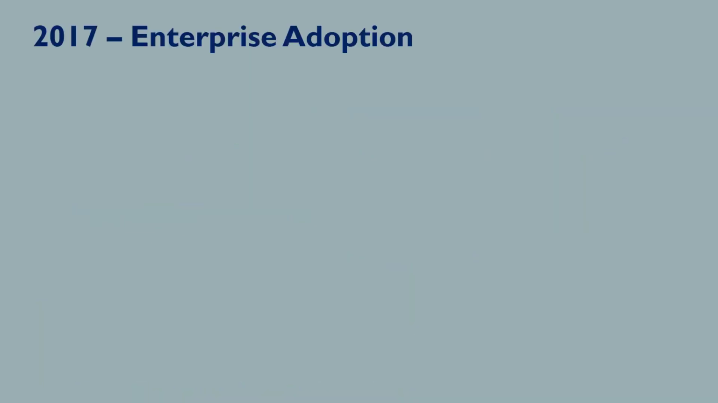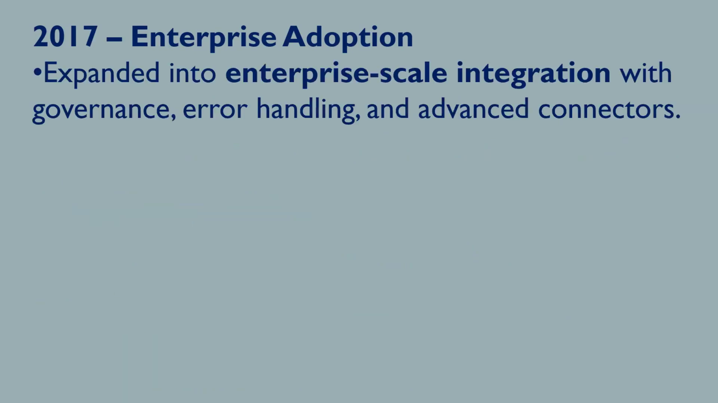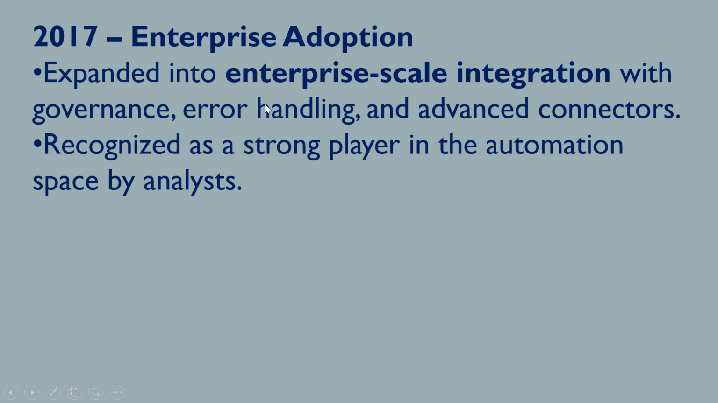And 2017 enterprise adoption expanded into enterprise scale integration with governance, error handling, and advanced connectors. So many things added in the 2 years. Next 2 years, they added these things in this tool. Recognized as a strong player in the automation space by analysts. Okay. Earlier, MuleSoft was their top integration. Now this Workato plays an important role.